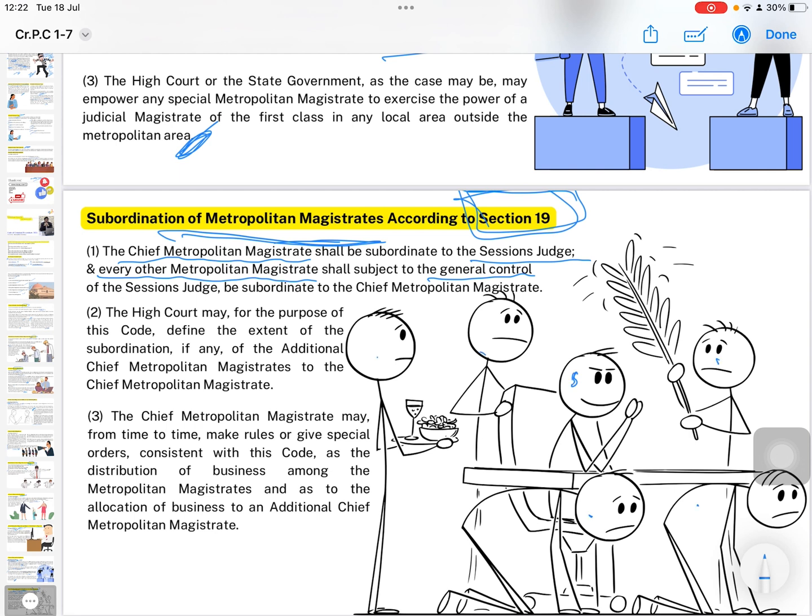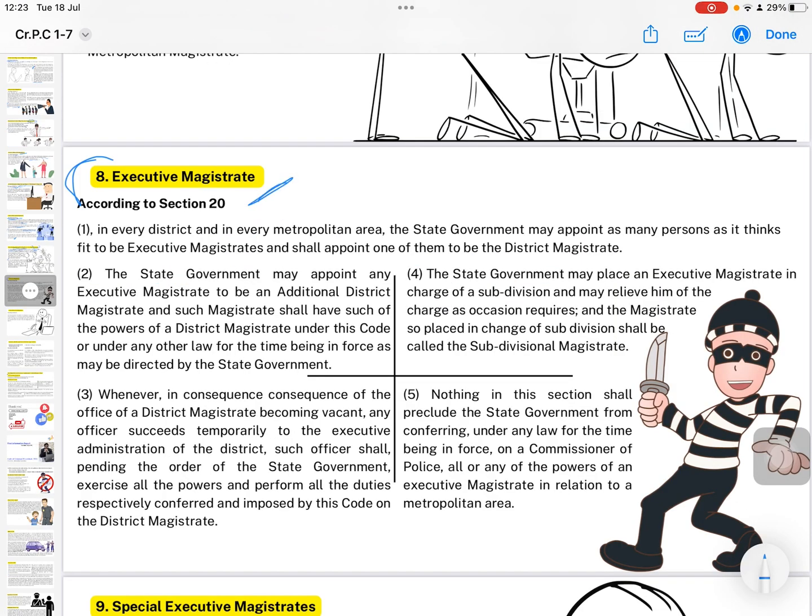The High Court may, for the purpose of this Code, define the extent of the subordination, if any, of the Additional Chief Metropolitan Magistrate to the Chief Metropolitan Magistrate. Point 3. The Chief Metropolitan Magistrate may from time to time make rules or give special orders consistent with this Code as to the distribution of business among the metropolitan magistrates and as to the allocation of business to an Additional Chief Metropolitan Magistrate. Now let us look at the Executive Magistrate.